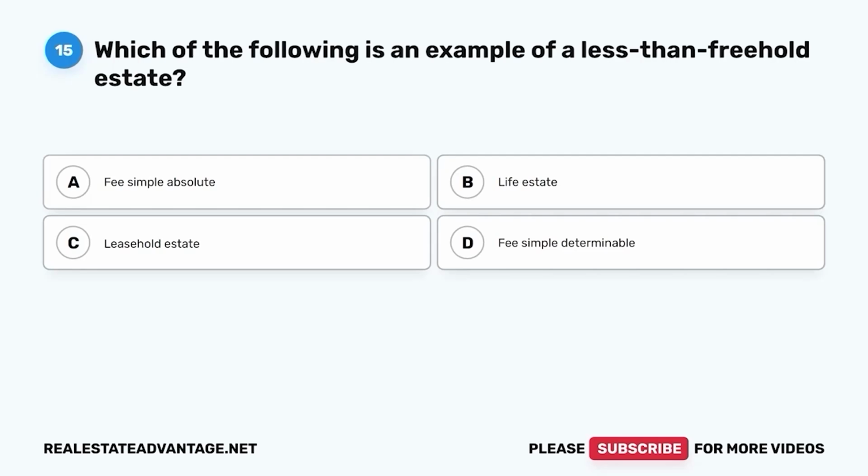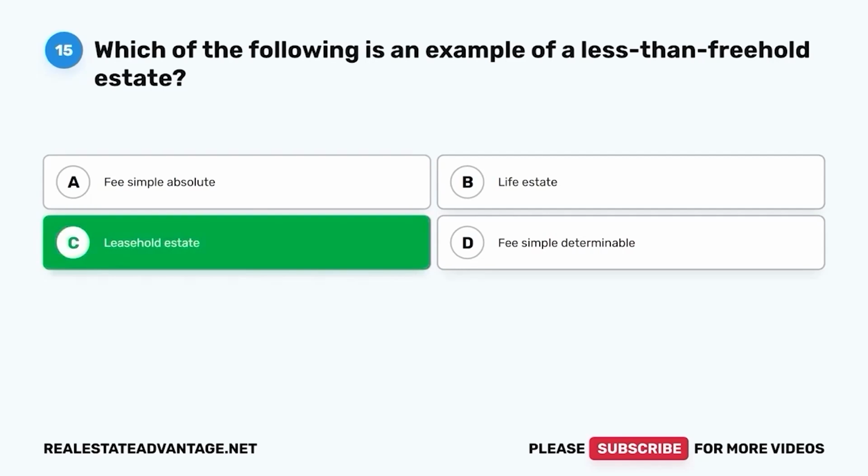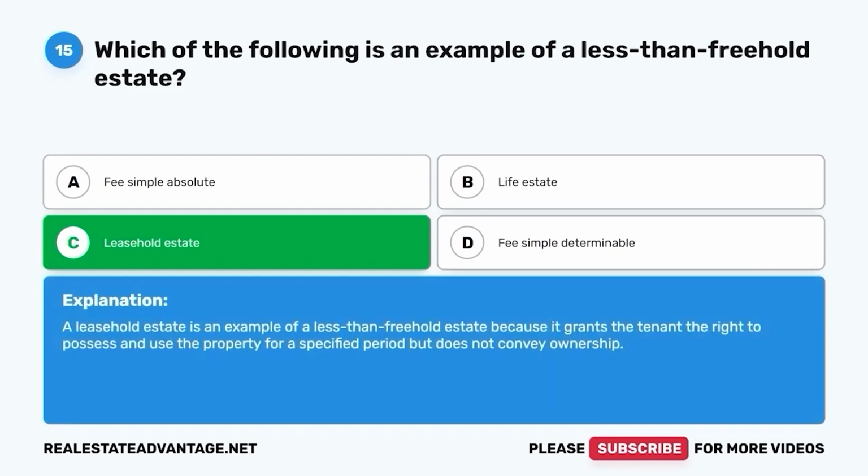Question 15. Which of the following is an example of a less than freehold estate? A. Fee simple absolute. B. Life estate. C. Leasehold estate. D. Fee simple determinable. The correct answer is C. Leasehold estate. A leasehold estate is an example of a less than freehold estate because it grants the tenant the right to possess and use the property for a specified period, but does not convey ownership.